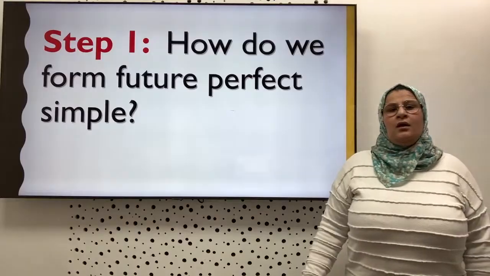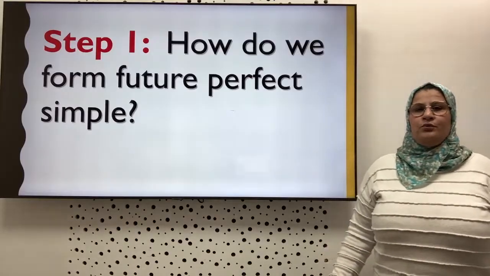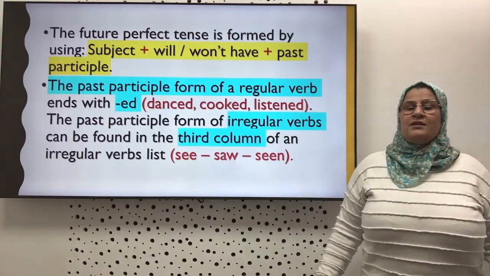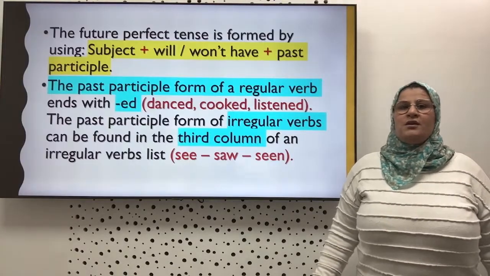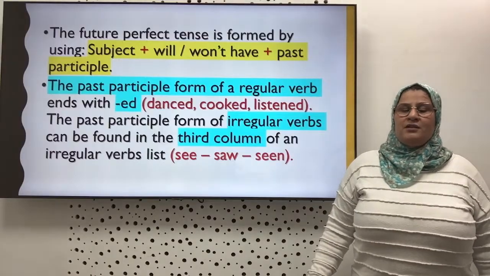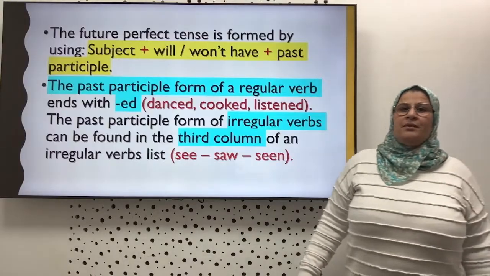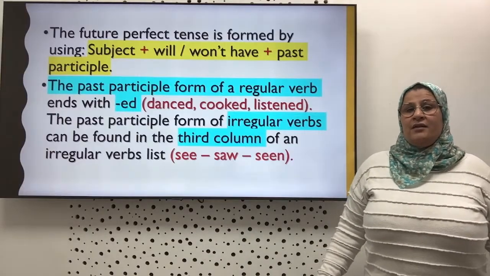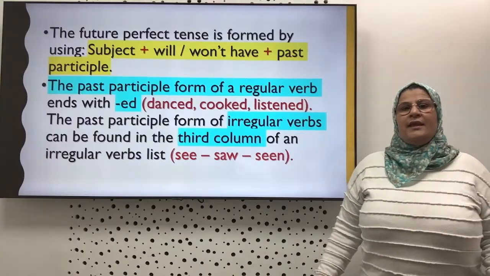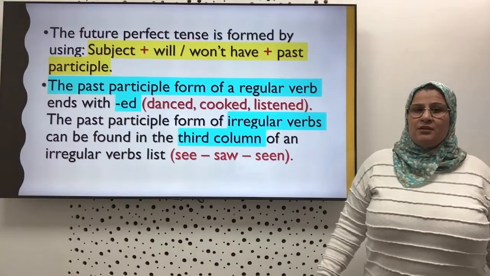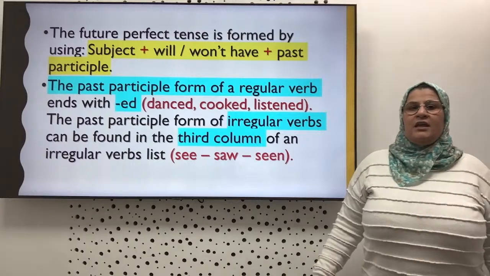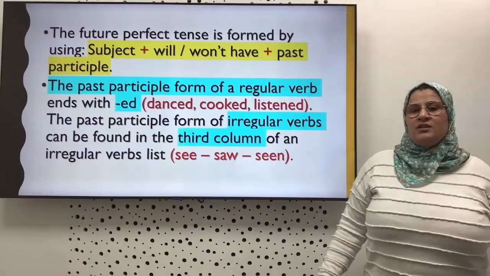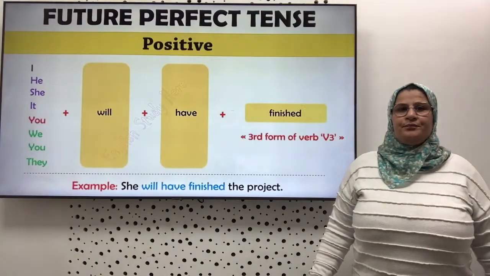Step number 1, how do we form the future perfect simple? The future perfect tense is formed by using subject plus will plus have plus the past participle of the verb. The past participle form of a regular verb ends with -ed, like dance, danced; cook, cooked; and listen, listened. The past participle form of irregular verbs can be found in the third column of an irregular verb list, like the verb to see: saw, seen.